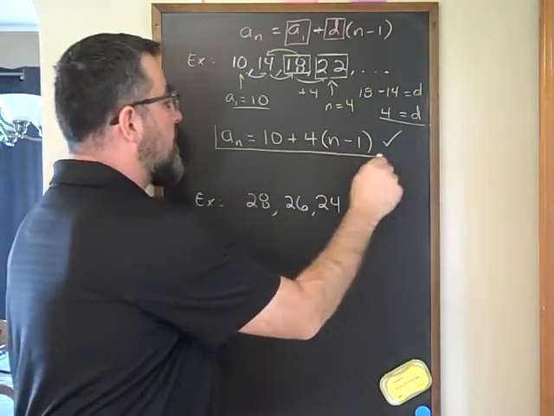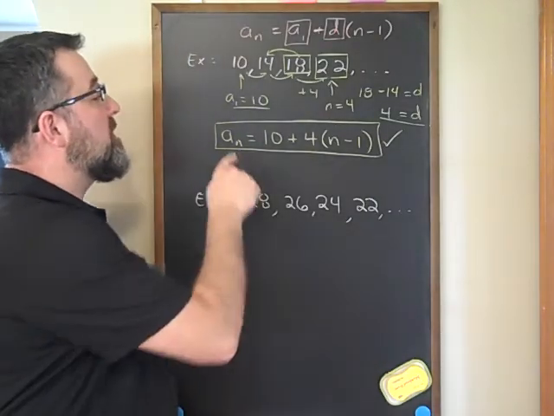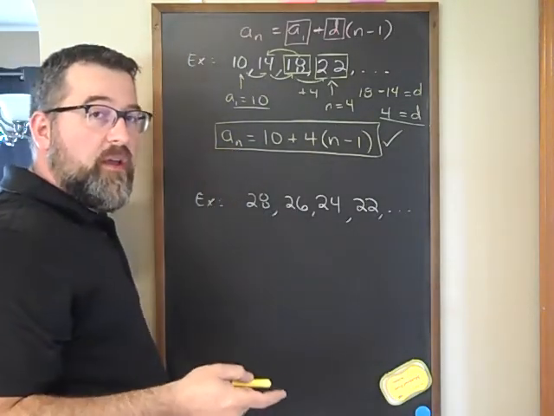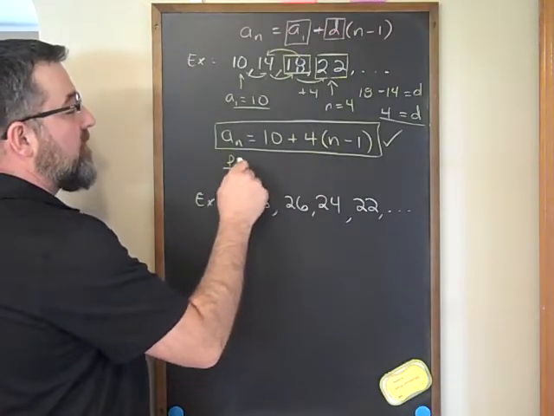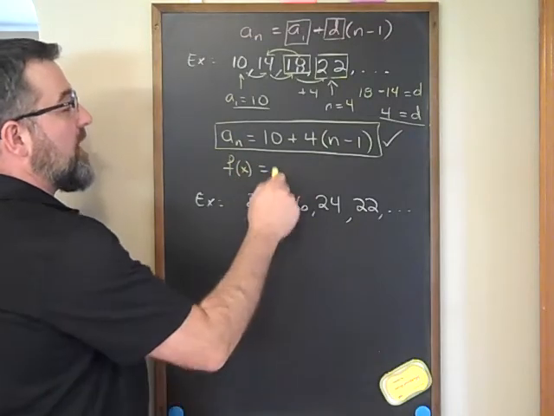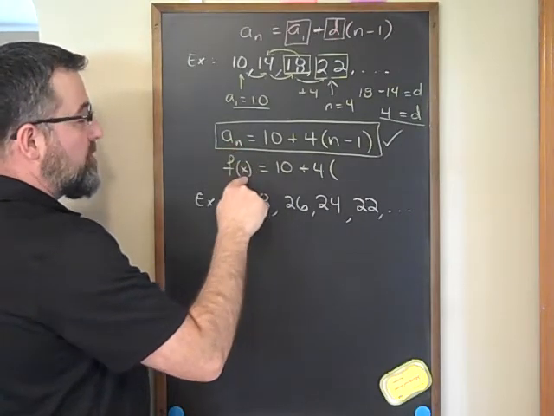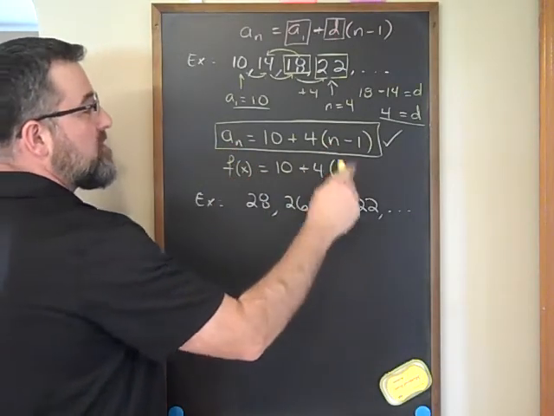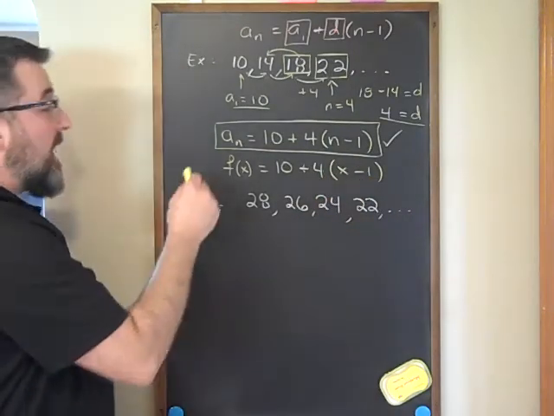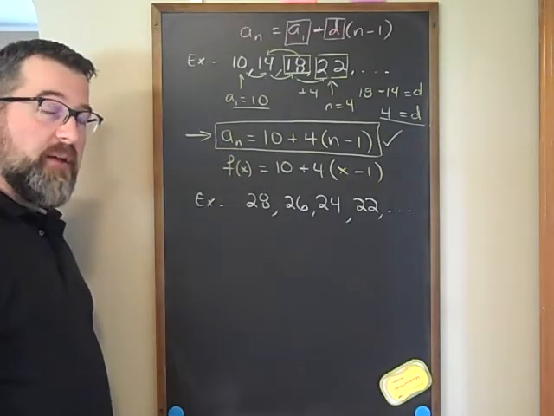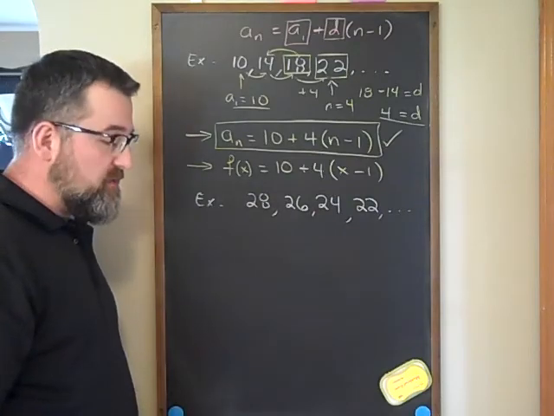So there's your formula. These can also be given using function notation. I haven't mentioned this yet, but I did show you that a sub n is just another way to write a function. So if you wanted to write this using f of x, you could write it as 10 plus 4 times, instead of your input being n, now our input is x, so we're going to write x minus 1. That's another way you could give the sequence. I typically write them using a sub n. That's what you'll see in most textbooks, but you will see some authors write f of x notation.